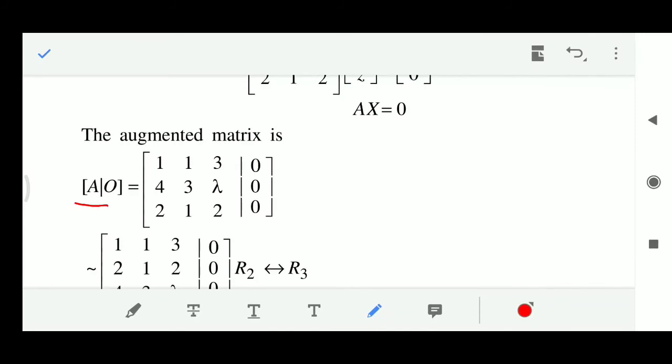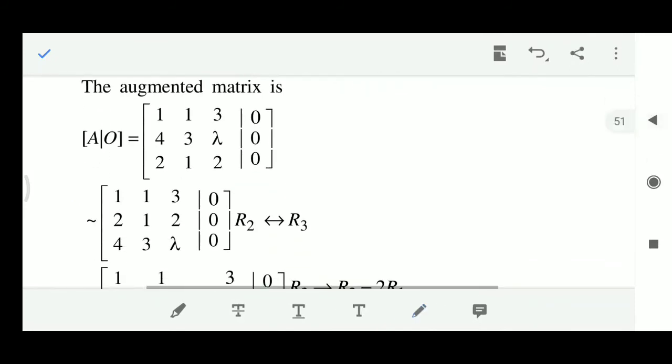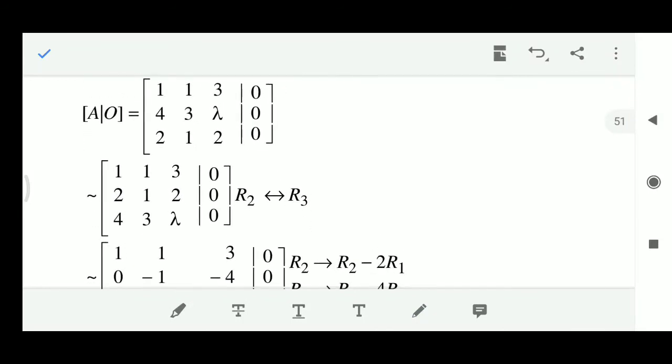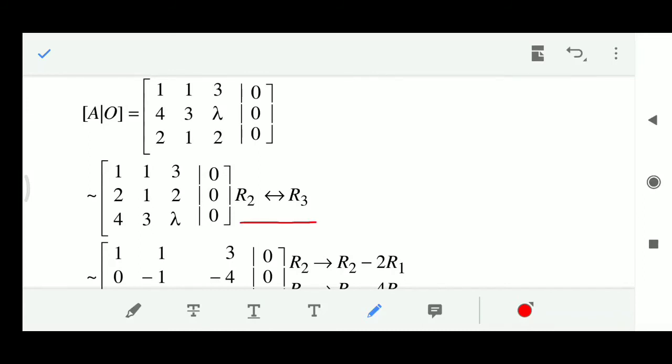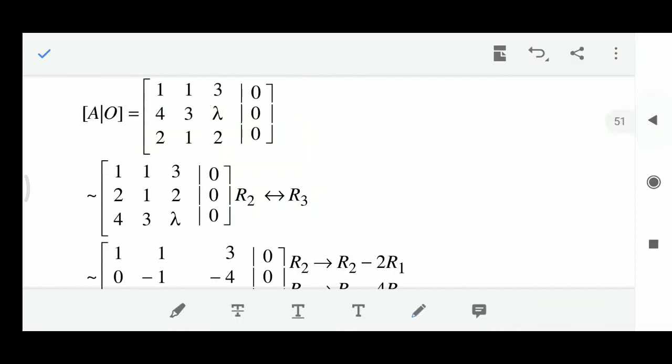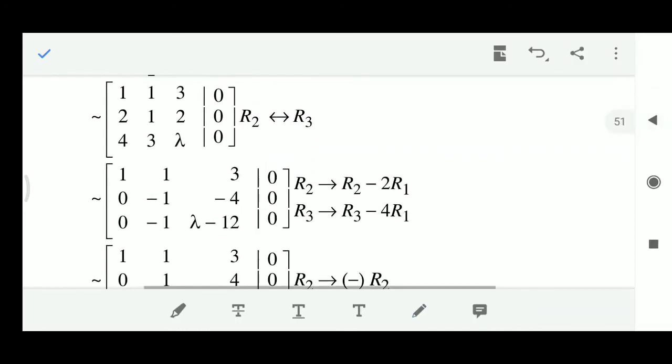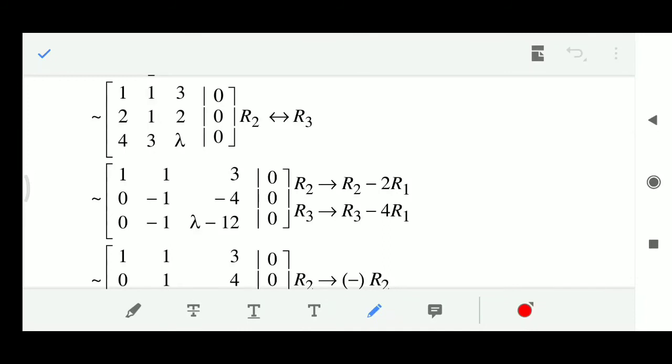Then the augmented matrix A slash O is equal to 1 1 3 0, 4 3 lambda 0, 2 1 2 0. The first element should be 0, it is okay, but the lambda should be in the third row. So I am going to interchange the R2 with R3. So interchanging R2 with R3, we get 1 1 3 0, 2 1 2 0, 4 3 lambda 0. The second row is interchanged to the third row.